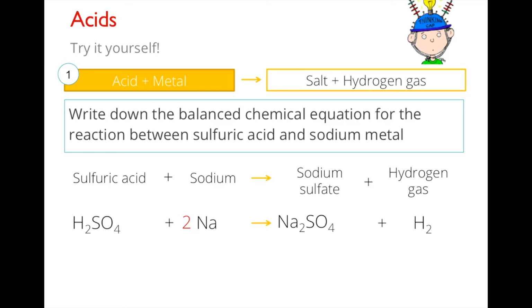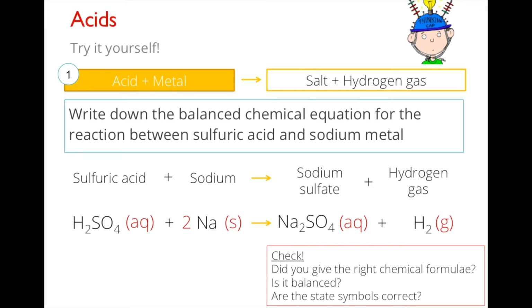Don't worry if you got the state symbols wrong, just try it now. Sulfuric acid is in aqueous state. As mentioned, acids must be in aqueous state. Sodium is a metal, so it's a solid at room temperature. Sodium sulfate is soluble in water. And hydrogen gas is again a gas.